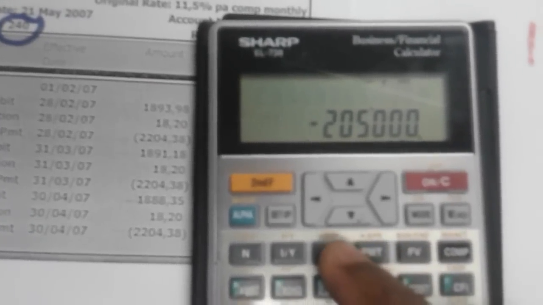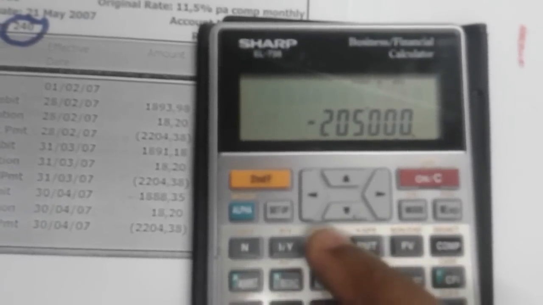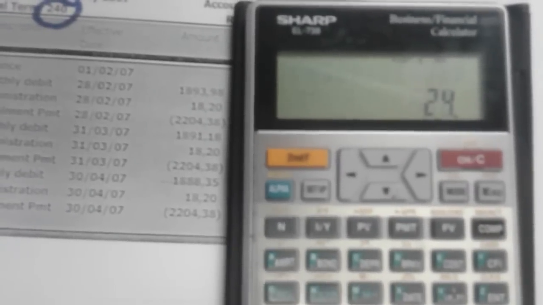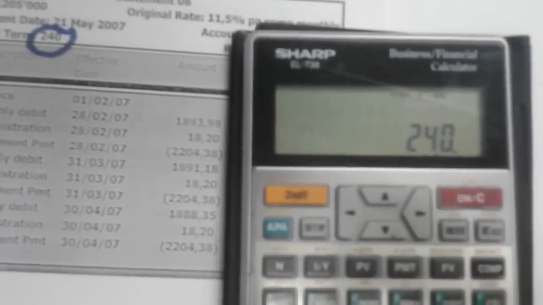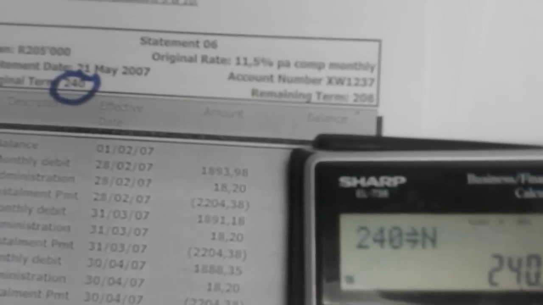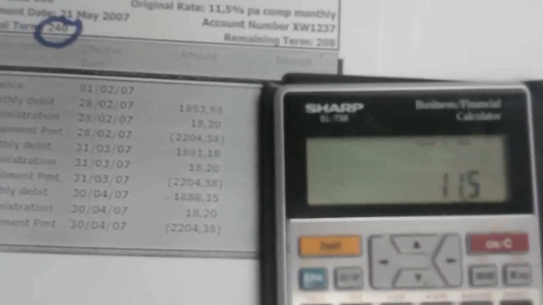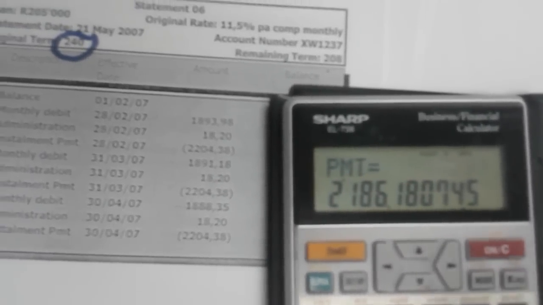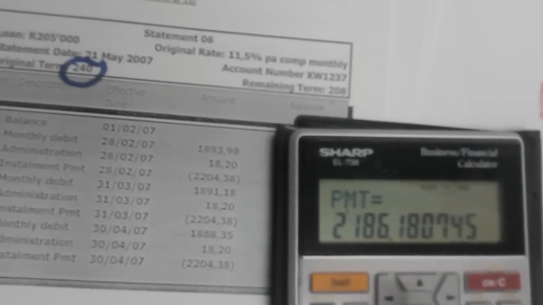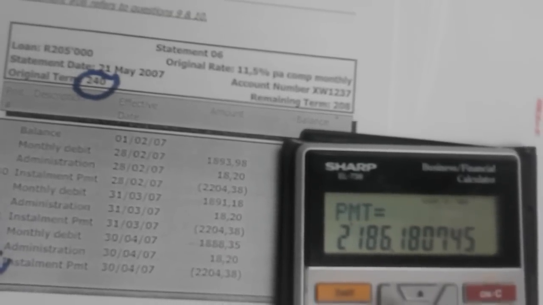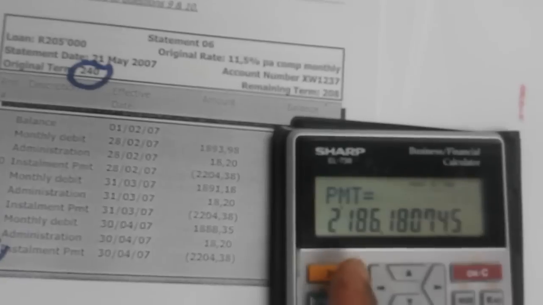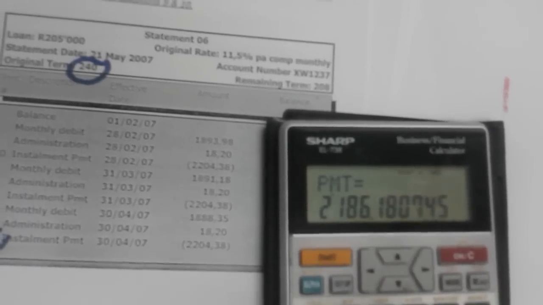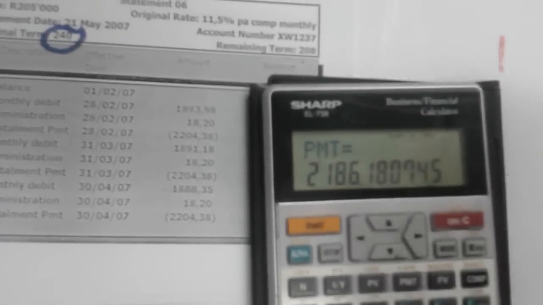a plus minus, that is your PV, and then 240 because it was supposed to be paid over 20 years, so that's your N. Then your I is given there, 11.5 divided by 12, that's your I. Then you compute PMT. Now it's 2186.18. But remember, this is the payment for the loan.